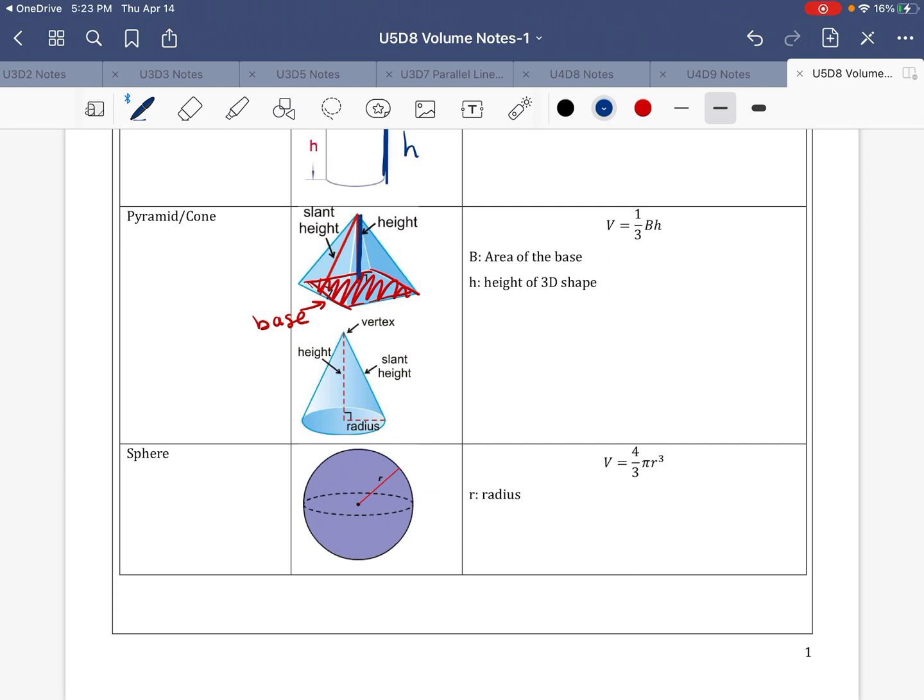So here you can already imagine there will be times when you're given the slant height, in which case you'll be expected to calculate the height using Pythagorean theorem. And here with your cone, same thing. You find the area of your base, and then it will be the vertical perpendicular height. And then lastly, if you're given a sphere with a known radius, the volume will be 4/3 pi r cubed.